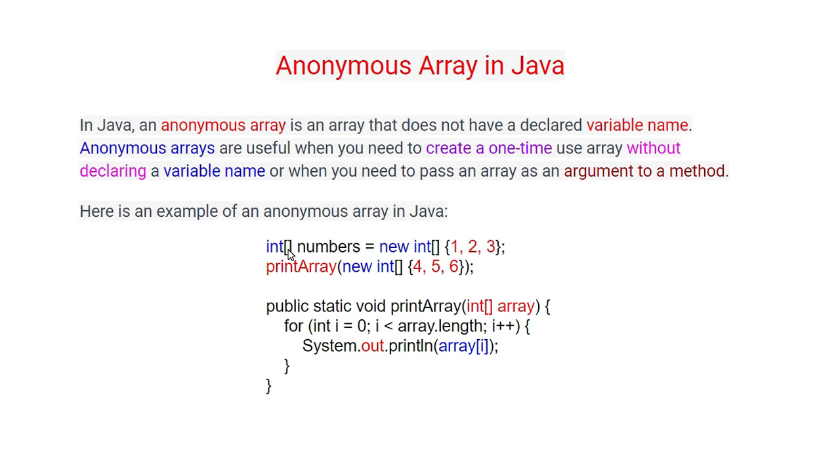So int array numbers equal to new int, and we have directly given the values. We have already seen so many places where we give values directly like that. So that is called an anonymous array. If you want to print this, you can print like that. I hope you understood.